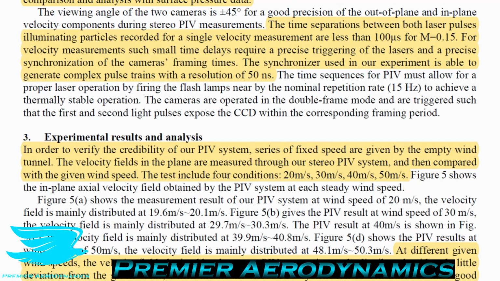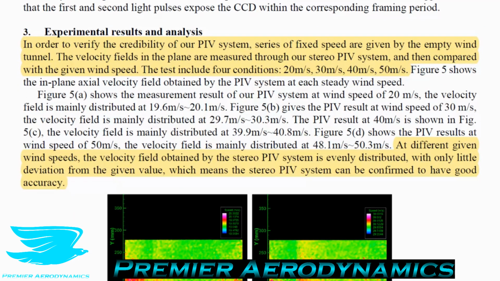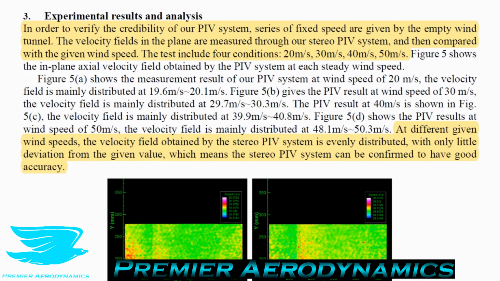If you keep the laser on longer, the particles will move around, and that means you get smearing of these particles, and it's harder to actually do an analysis on it. So that's why you want a very quick laser, and you want it to be very crisp. And that's why you have these synchronizers and all that. It's pretty high tech. So now they go on to the validation of their stereo system.